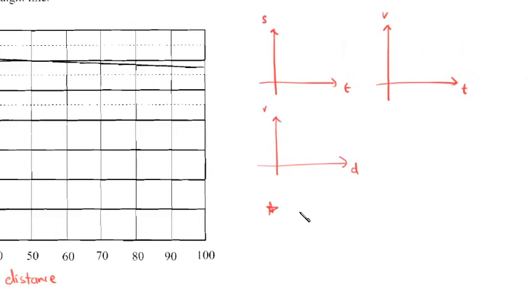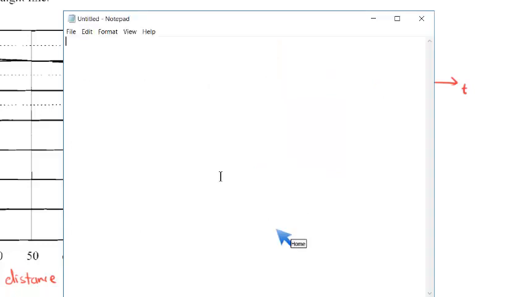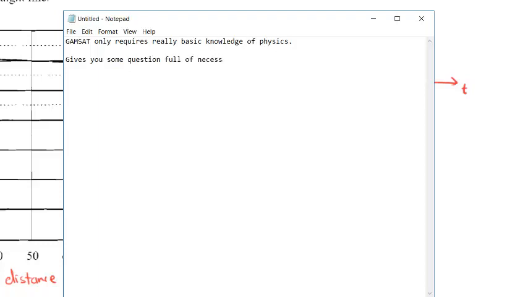So GAMSAT doesn't require, I'm just going to write it here, maybe there are many people who are looking at these GAMSAT problems for the first time. GAMSAT only requires really basic knowledge of physics or chemistry. It's all the same as well. It gives you some text, some information, some question full of necessary information, and it's pretty much testing your ability to quickly grasp the information, understand and apply it by solving those problems. So that's what they're testing.